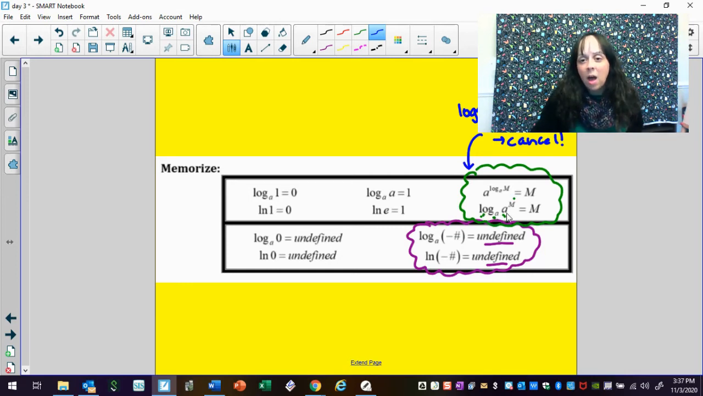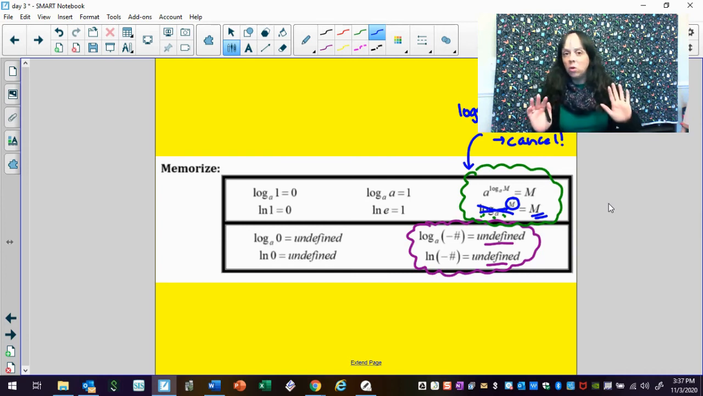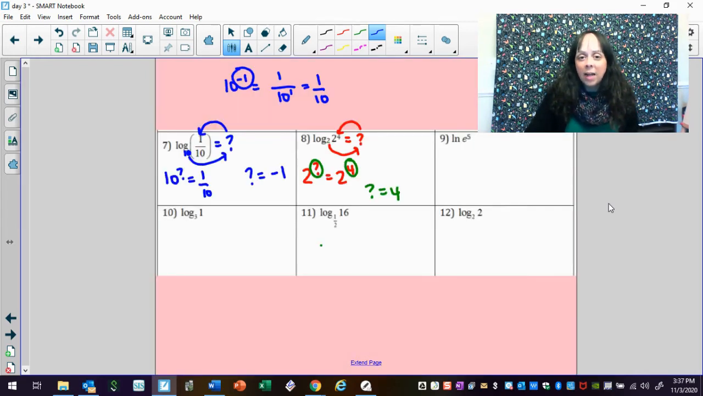Log base A of A to the M, these guys cancel each other out, and all that's left is M. Your answer is just whatever that leftover exponent was. Not little floating in the air, just a regular normal size answer. That's all that's left. And that's exactly what we just did here. Log base 2 of 2 to the 4th. These guys are inverses. Inverses cancel. The answer is just 4.